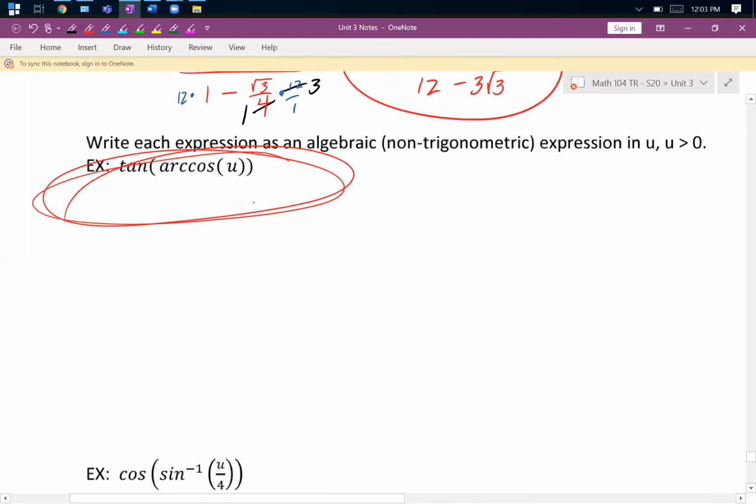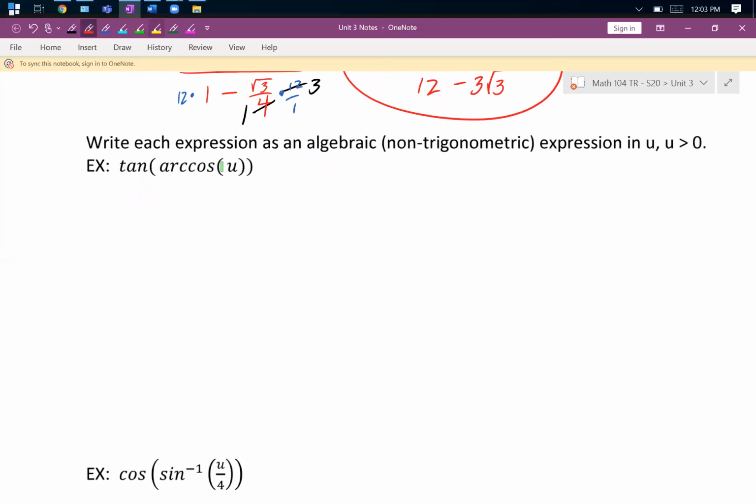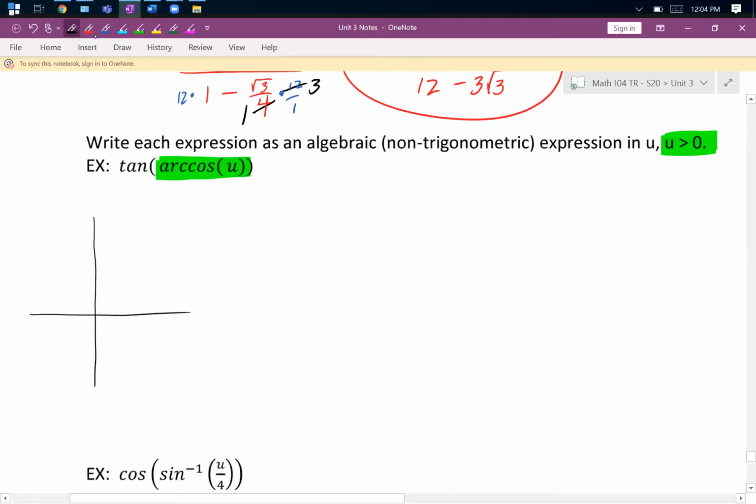All right, so starting on the inside, here's our angle. Arc cosine is equal to U, and they told us that U is positive. Arc cosine is only defined in quadrants 1 and 2, and out of those two quadrants, cosine is positive in the first one, so my triangle has to be over here. This is like U over 1, so using my SOHCAHTOA, adjacent over hypotenuse. And then I want tangent of this triangle, and tangent requires both opposite and adjacent. So we've got to find the opposite side using the Pythagorean theorem.